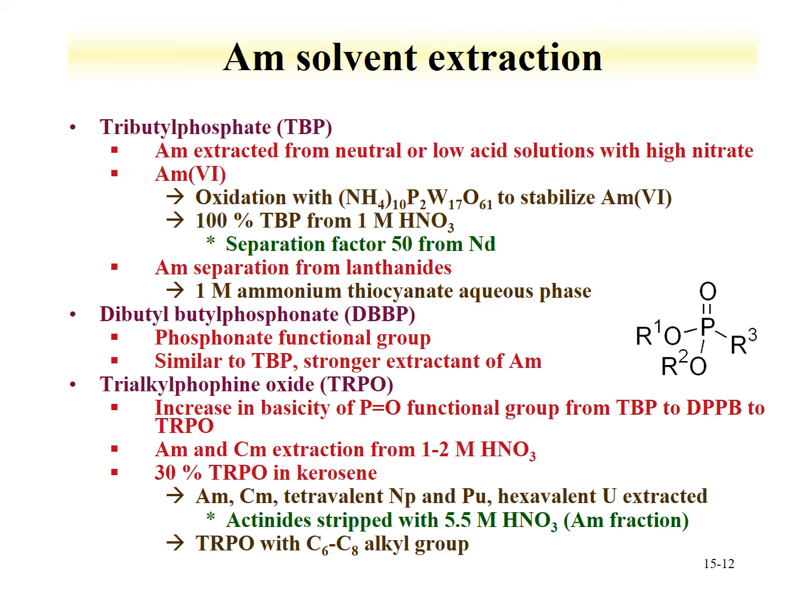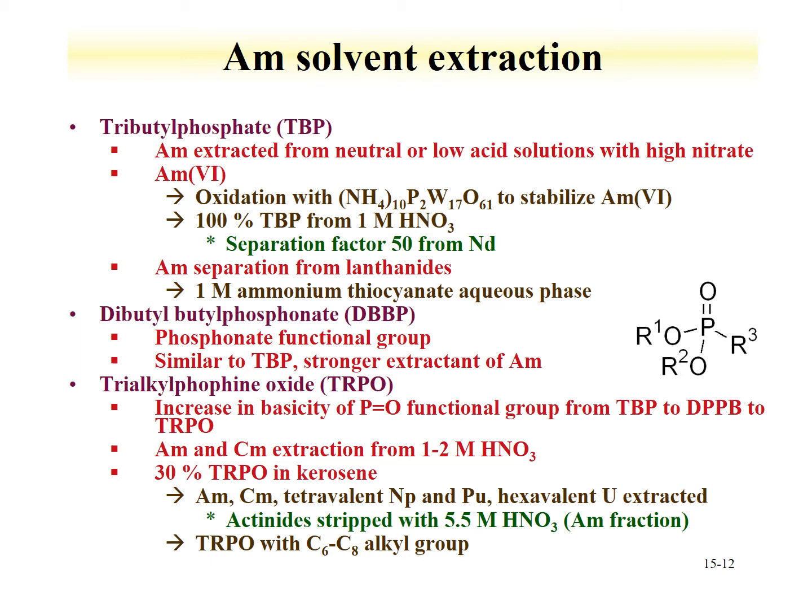into the organic phase. If americium is oxidized to the 6th state, you can get separations and extraction in 1 molar nitric acid. You can get good separations from neodymium due to the oxidation. And studies have shown using some polyoxometalates, such as what's shown here, to stabilize the americium-6 so that it can be separated.